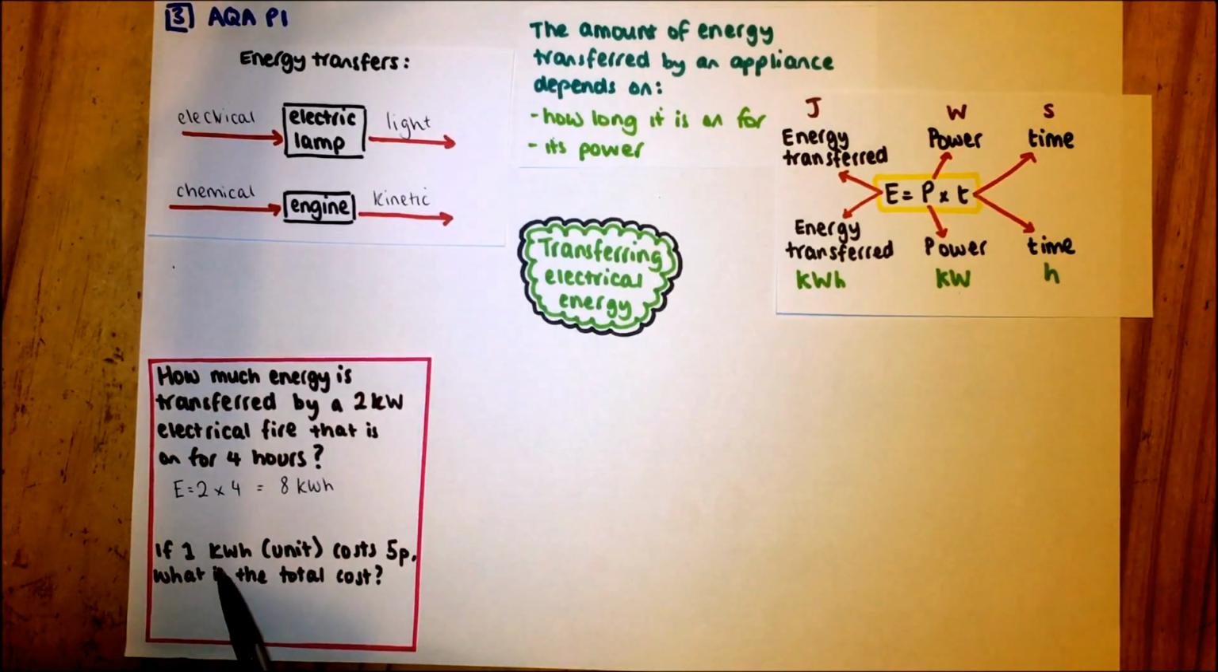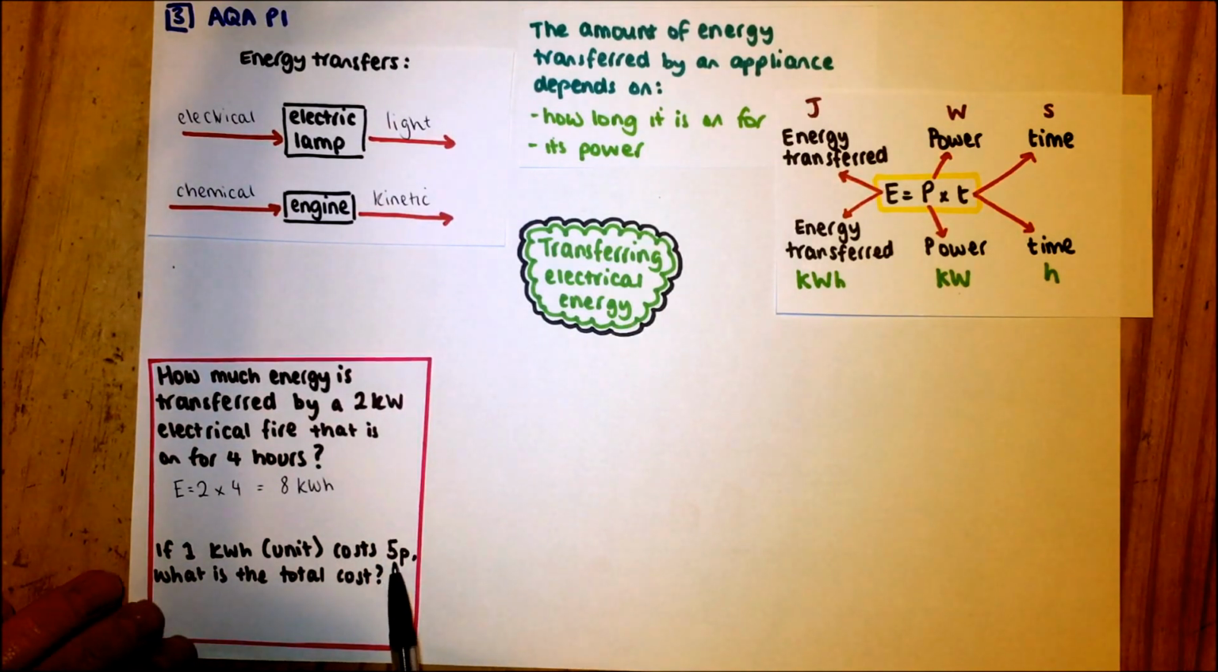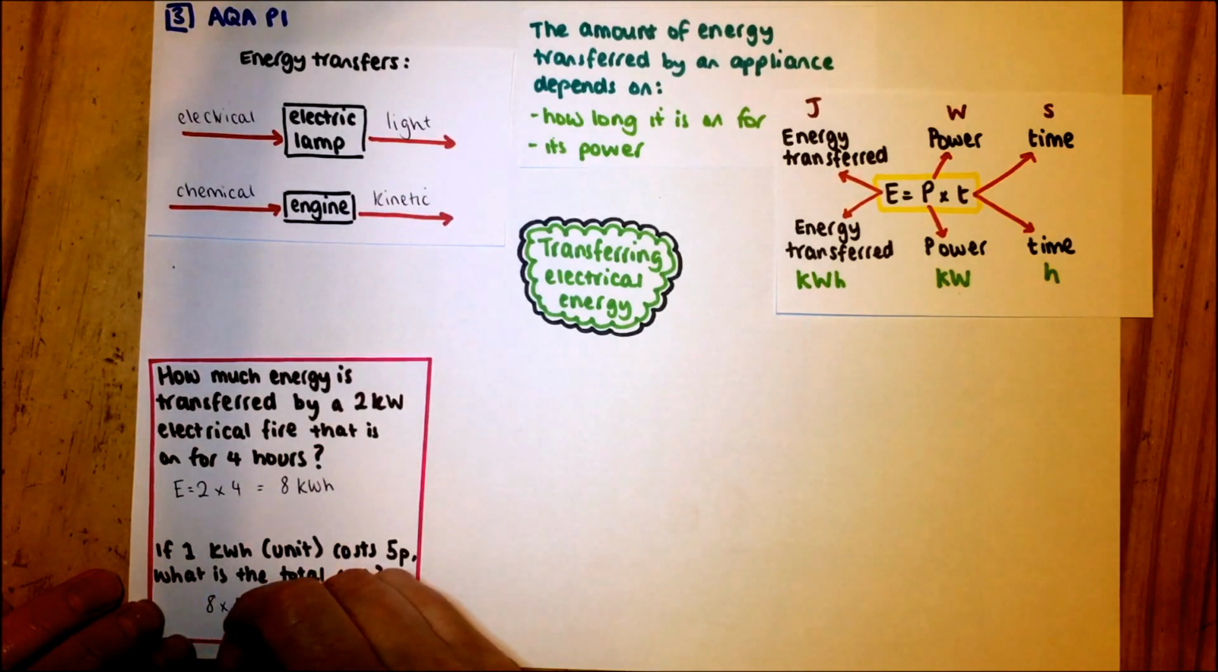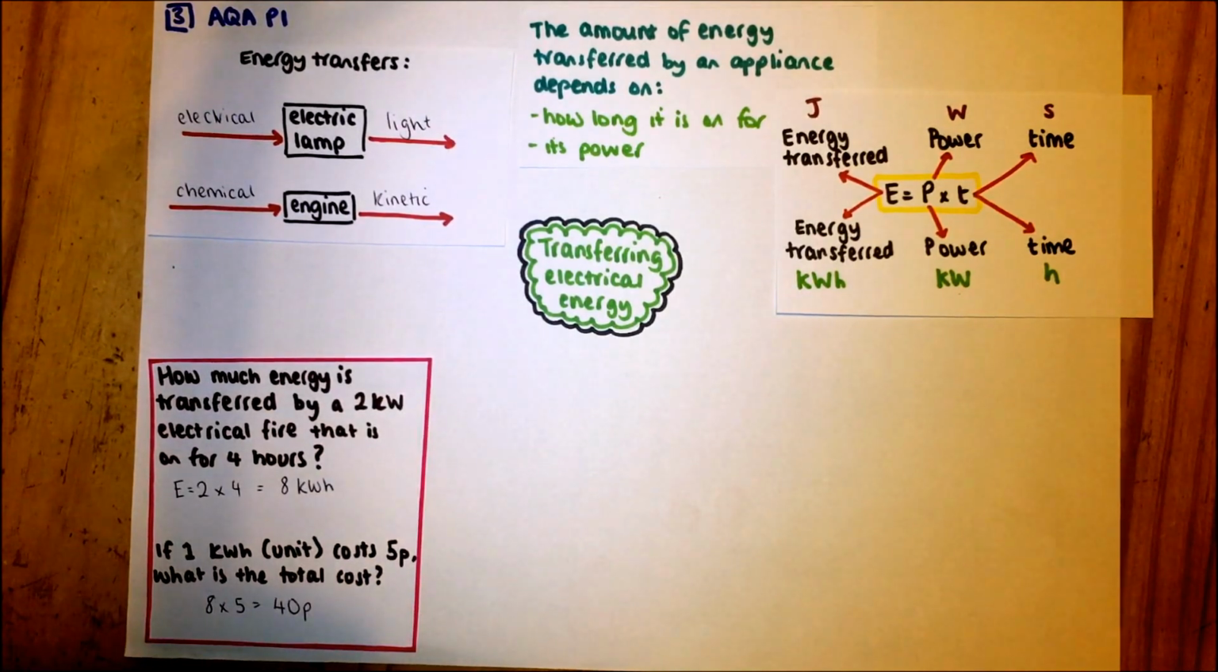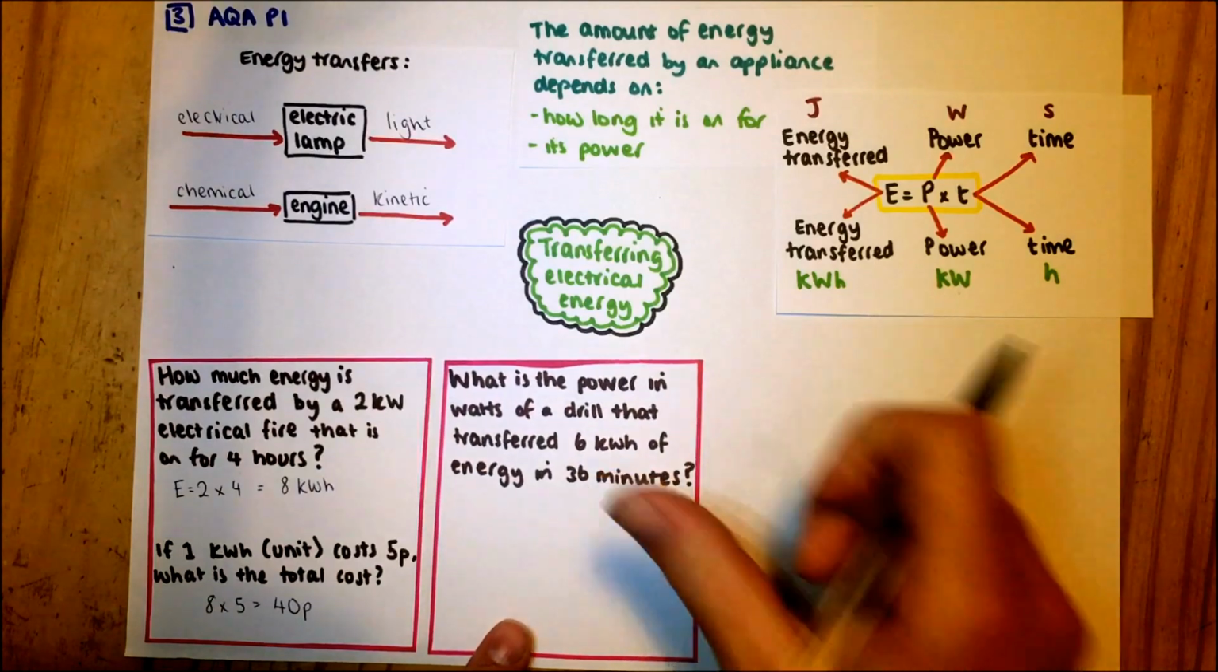So if 1 kilowatt hour costs 5p, what's going to be the cost to this person using this fire? Well, if 1 kilowatt hour is 5p and we've got 8 kilowatt hours, it'll be 8 times 5, which is 40, and it's money, so it's pence. All right, so 1 kilowatt hour, or a unit as it's often called, costs 5p. What is the total cost? And it's 40p.